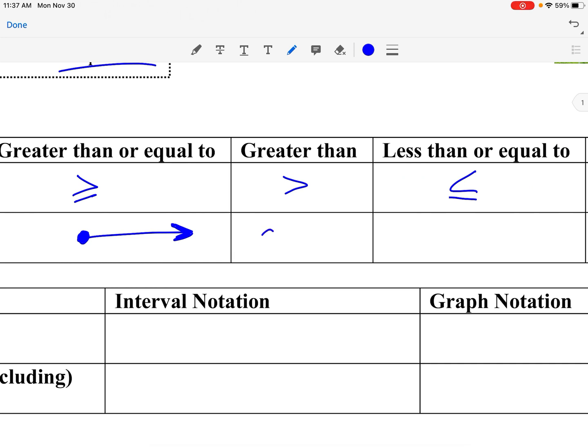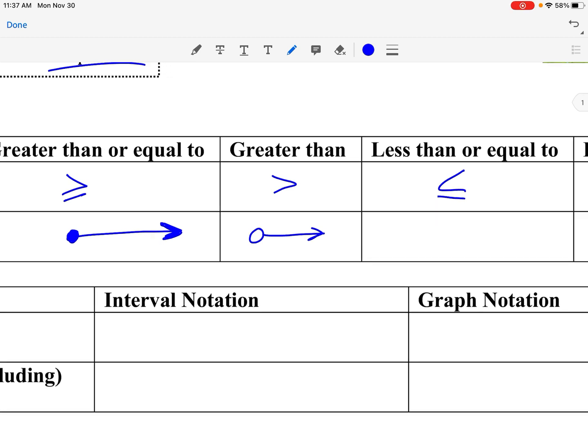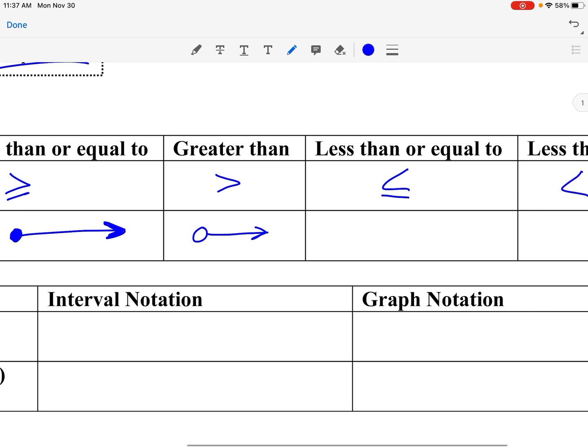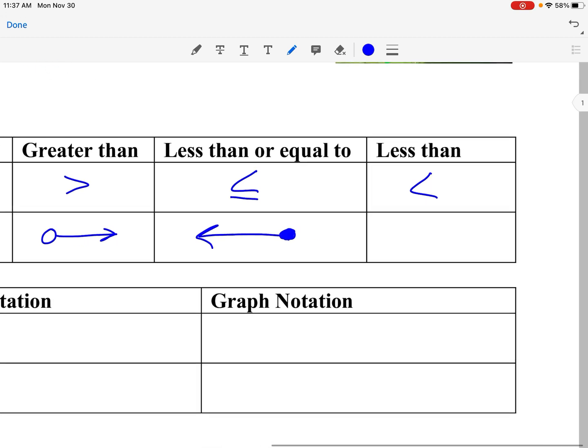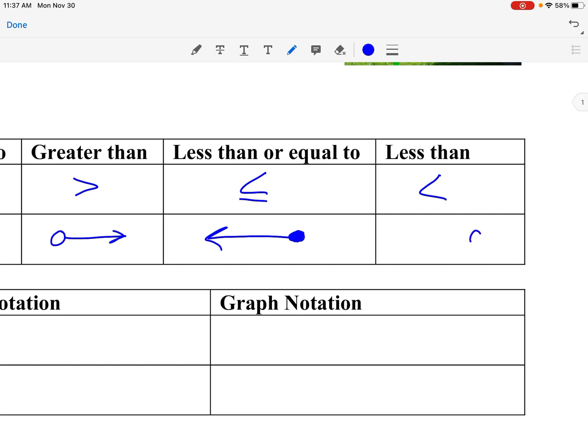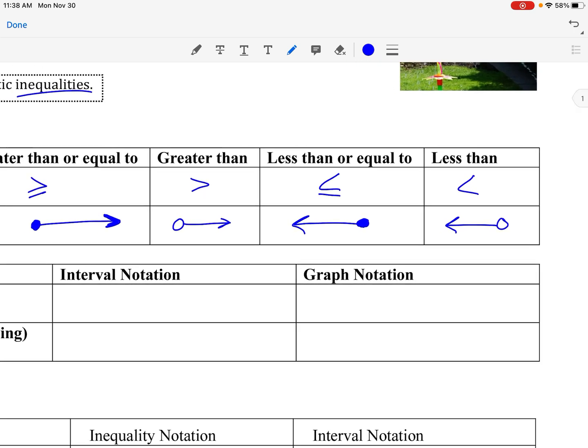Greater than, just greater than, is going to have an open circle, moving to the right, because we have to use the graph, since when we solve these, it's going to be a set of numbers. It's not just going to be one number, but every number that's greater than a specific number. So then we have less than or equal to. Equal to means we have a filled in circle again, but it's going to go this way. Less than is going to be an open circle going this way on the number line.